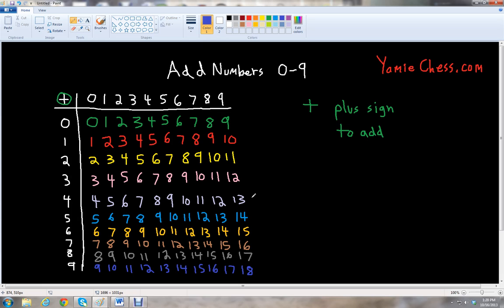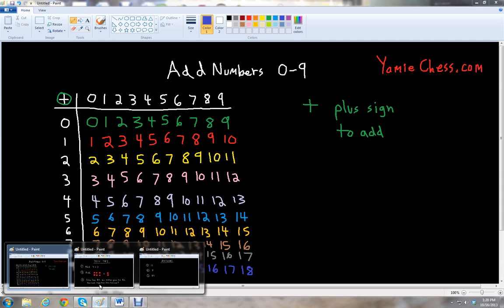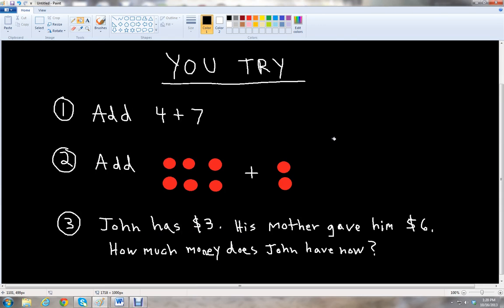So what we're going to do now is have you try some practice problems. I have 3 problems here. So the first one says for you to add 4 plus 7. So you need to add those 2 numbers together to see what you get. And then the second problem, you need to add however many red dots you see here plus however many red dots you see there. And then for your answer, all you need to do is write the number. You don't have to draw the red dots or how many total red dots.